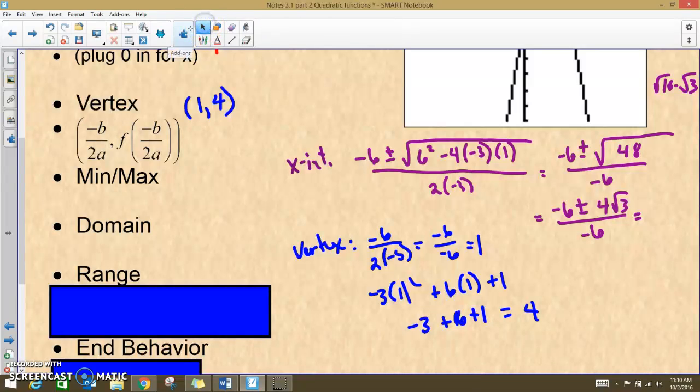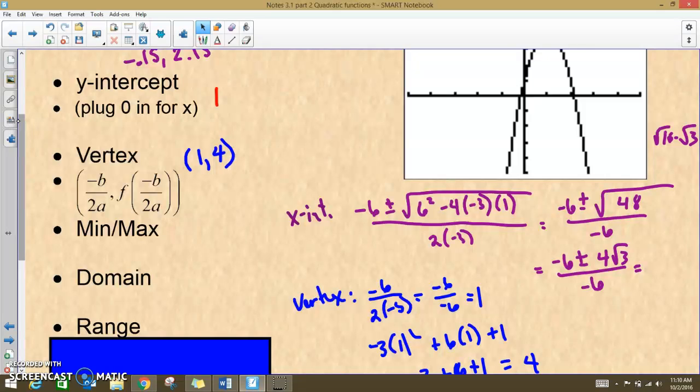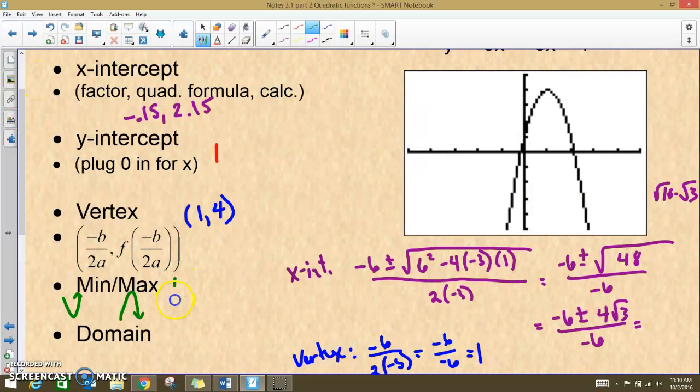Okay, and finding the min and max, we're not even identifying, we're just determining which one we have. And remember, a min occurs when it goes in a downwards direction and turns up. A max occurs when it goes up and turns down. So in looking at a graph here, what we have is a max.